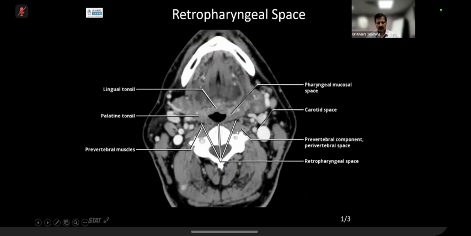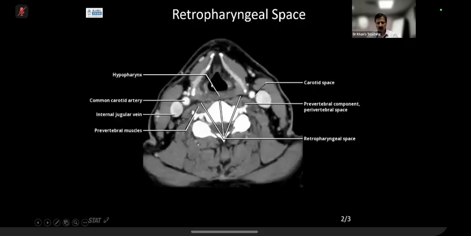Now, if you see here, look here, the key point is this is the vertebra. There is a muscle here. There is a muscle here. We are at the level of the oropharynx. And we can see the tongue here. And this is the palatine tonsil. If you look carefully, you can see this fat here. And this fat is anterior to this muscle. Anterior to this muscle. So this is retropharyngeal space.